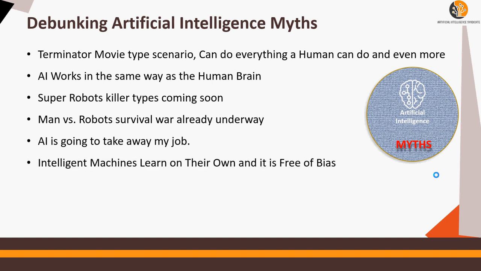Another myth: intelligent machines can learn on their own and are free of bias. It's not. We're going to talk about the limitations of AI, how biased an artificial intelligence can be, because of its input and output, or input and observation. So I'm going to talk about that also.